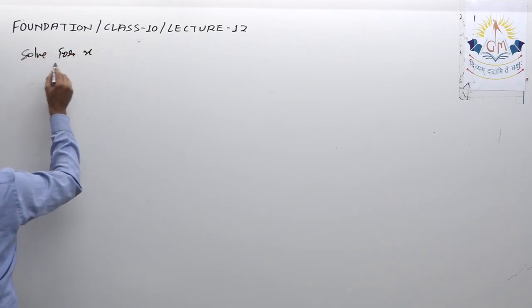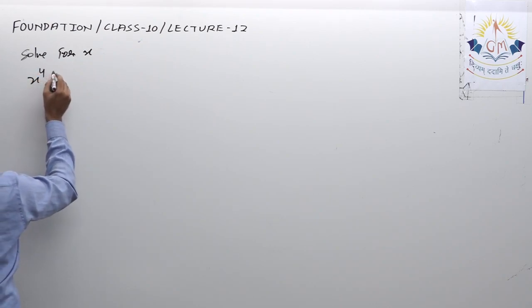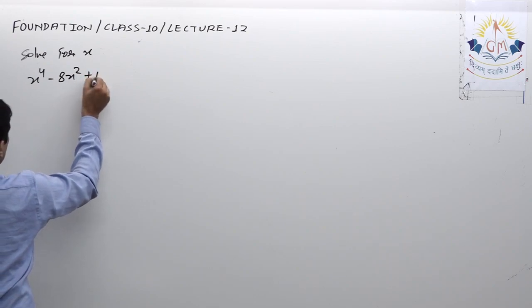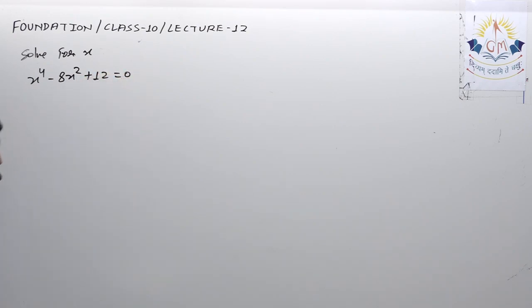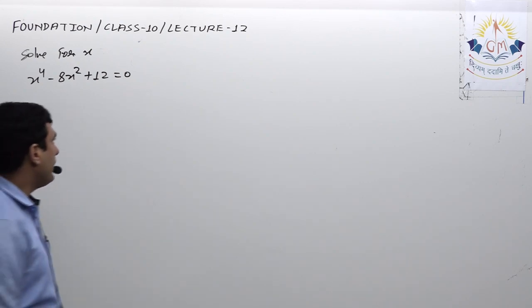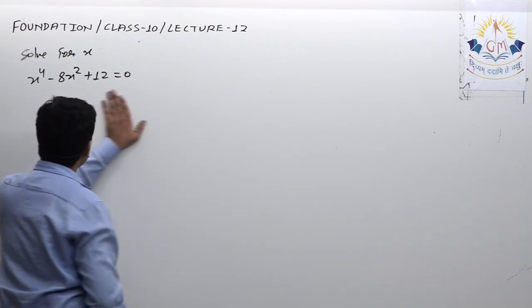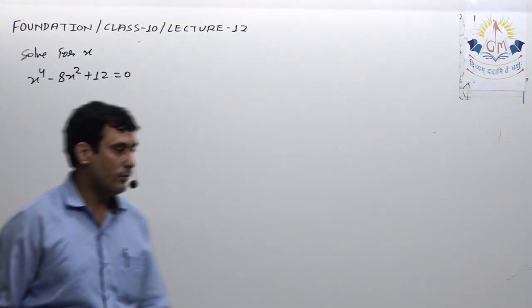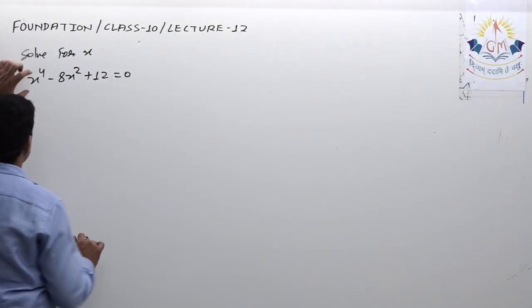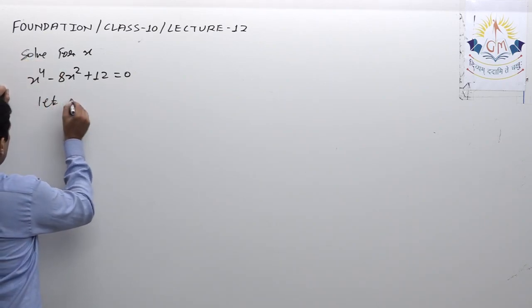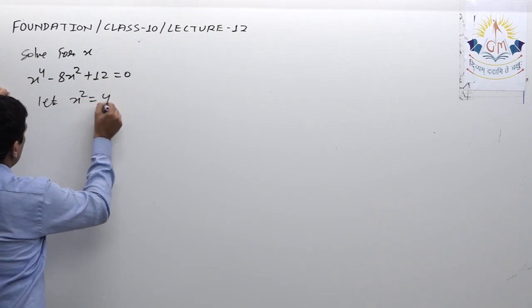The equation is x raised to 4 minus 8x square plus 12 equal to 0. Definitely this is not a quadratic equation, this is a biquadratic equation, but we can convert this equation into the form of a quadratic and then we can solve it. So for that, see, here it is x raised to 4 and x square. So let x square is equal to y.